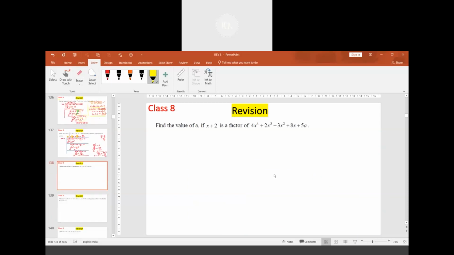Now tell me or give an idea how to solve this. Find the value of a if x plus 2 is a factor. Sir, we should perform division and the remainder should be 0. Perform division, long division, get the remainder, then equate the remainder to 0. Sir, shall we solve? Try it out.